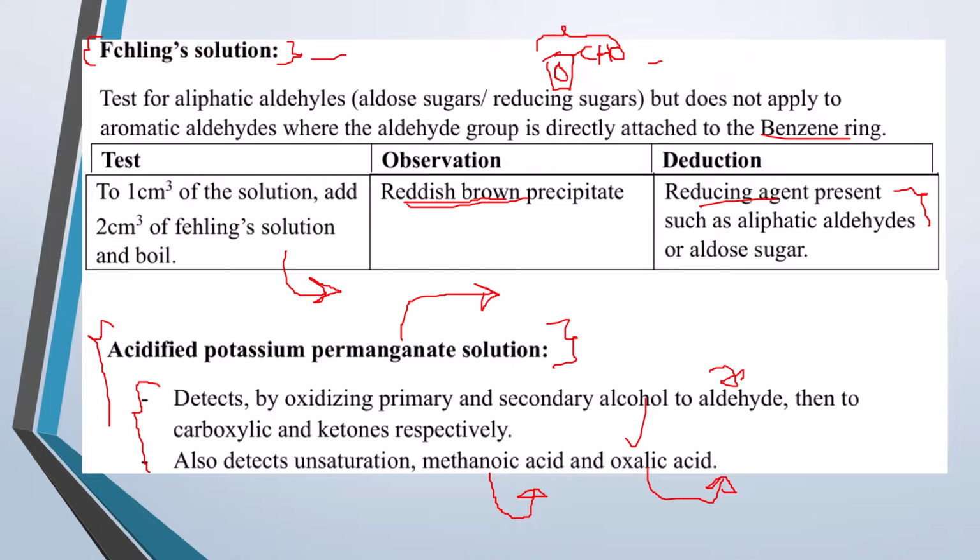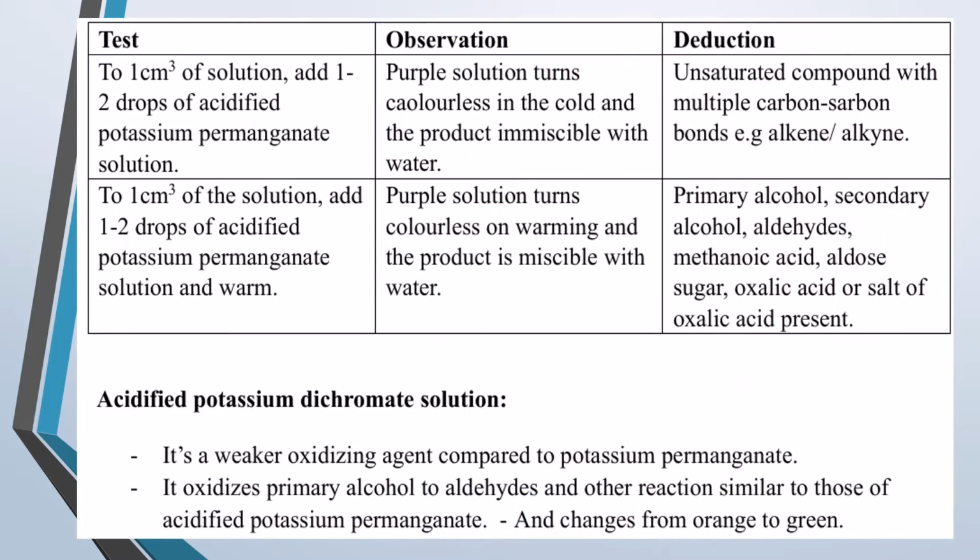Now let's look at the example under that. If we're having a compound which is unsaturated, the observation remains the same, purple solution turning colorless. You give the initial color, you also give the final color. So the deduction under that, you simply say unsaturated compound with multiple carbon-to-carbon bonds. So it's as simple as that. So acidified potassium permanganate can be used to test for unsaturation or presence of multiple bonds between the carbon-to-carbon atoms.